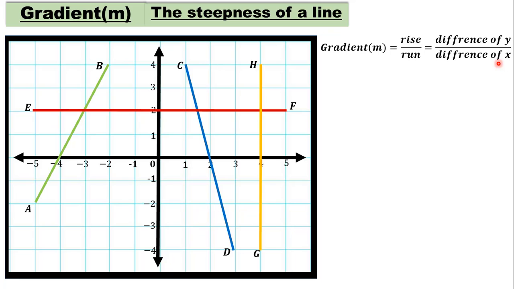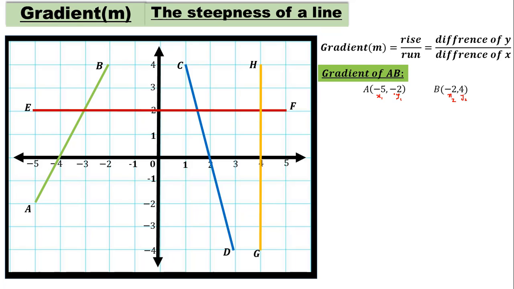Now let us consider the gradient of the line AB. If you look at the Cartesian plane, the coordinate of A is 1, 2, 3, 4, 5, minus 5 as its x coordinate, and 1, 2, negative 2 is its y coordinate. So A has the coordinates minus 5, minus 2, and B has coordinates minus 2, 4.